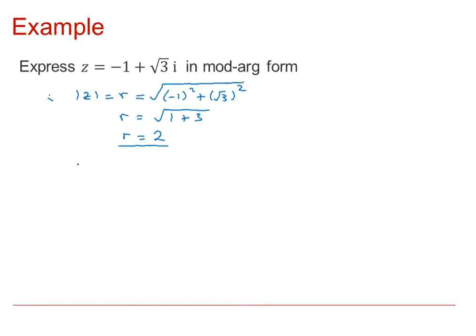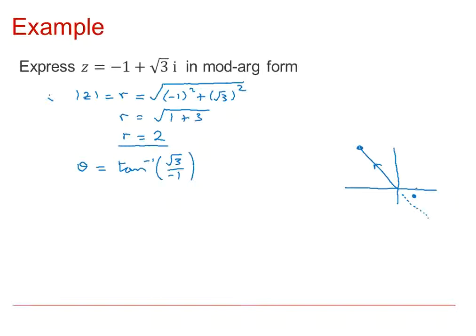We want the argument, so theta equals tan minus 1 of the y component divided by the x component. Now it's well worth at this point just being careful and having a look at the sketch of this complex number. So it's minus 1 plus root 3i, so it's roughly there. If I leave it as tan minus 1 of root 3 over minus 1, the calculator will give us this angle here.